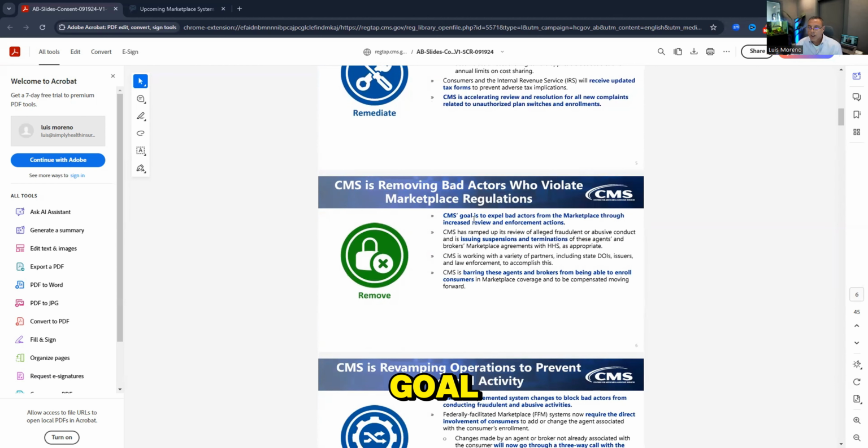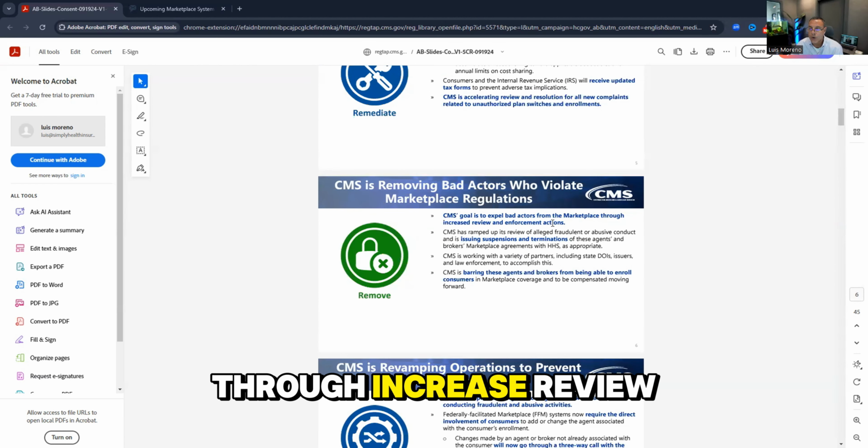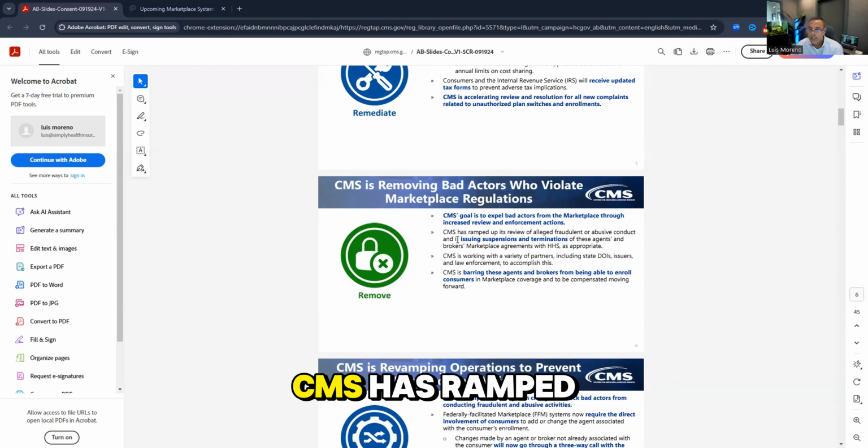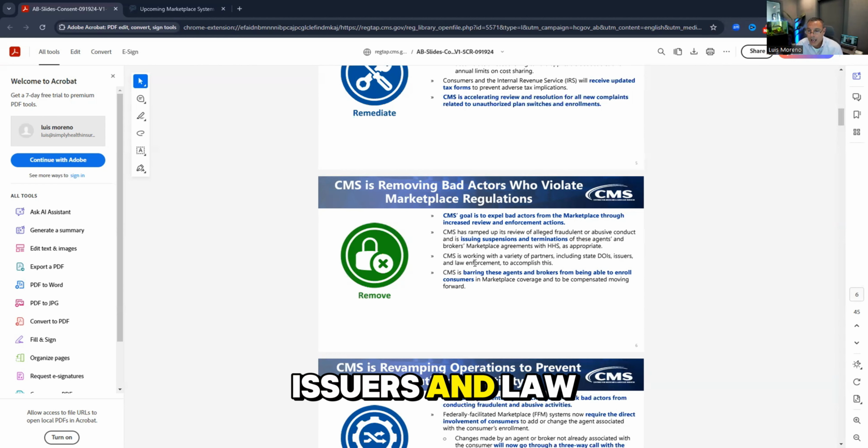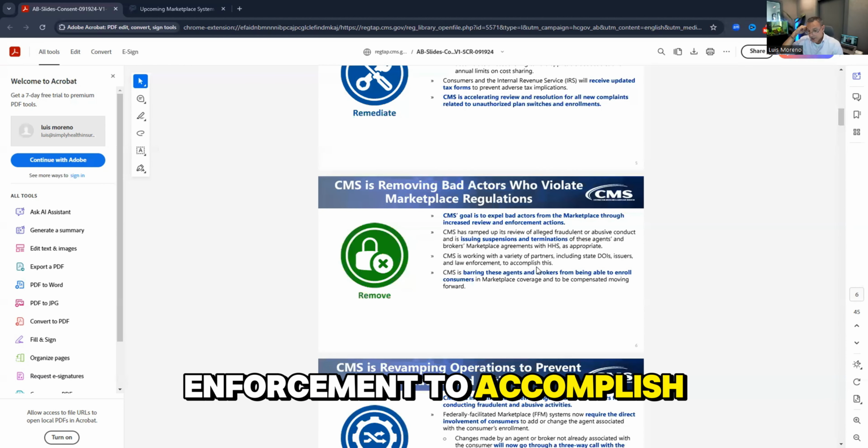So here's the goal. The goal is to expel the bad actors from marketplace through increased review and enforcement actions. CMS has ramped up its review of alleged fraudulent or abusive conduct and is issuing suspensions and terminations of these agents and brokers who do this crap. Yes. If you're one of those guys, I'm sorry. Just do it right. CMS is working with a variety of partners, including the State Department of Insurances, issuers, and law enforcement to accomplish this.